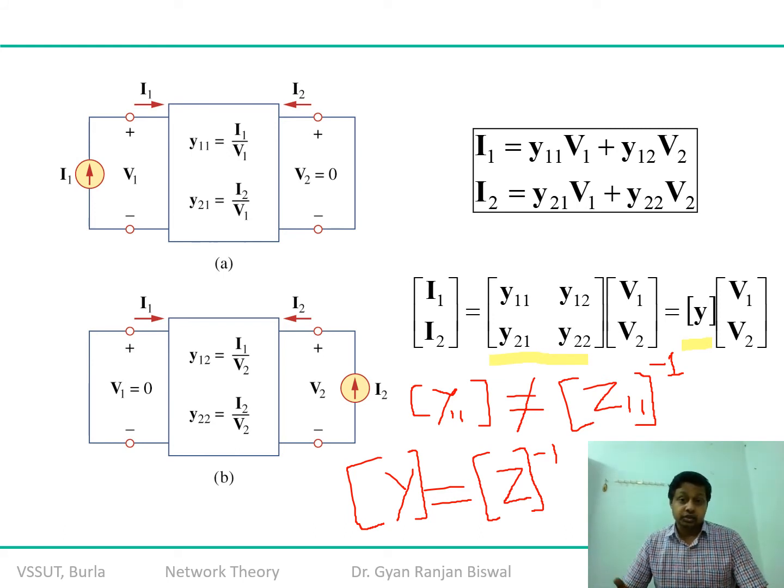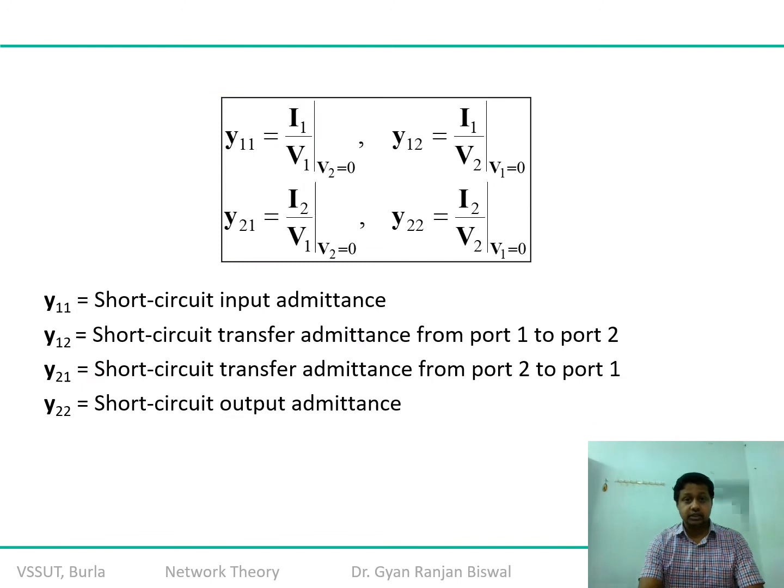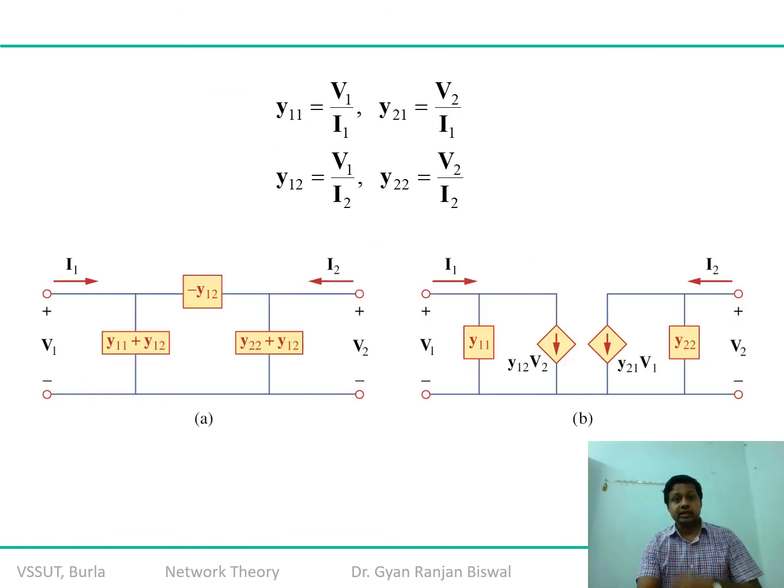Shorting and opening of a terminal are not the complement of each other. This will not put the inverse impact over the system. So in no circumstances can you say that the individual parameters of y or z are inverse of each other. That's not true. You can test it also. I hope that you understand. So let us proceed forward.